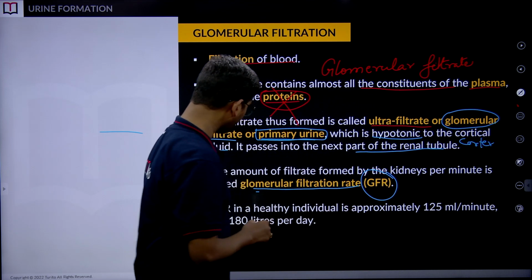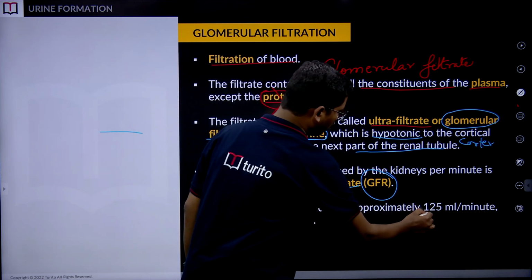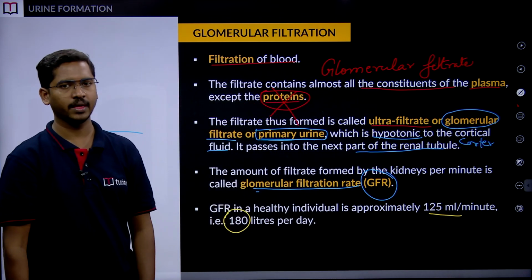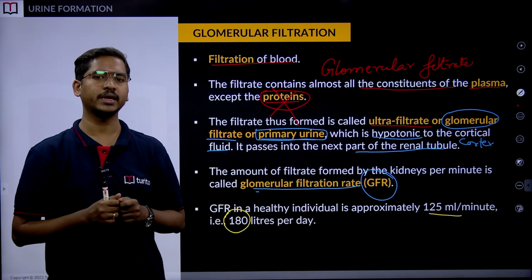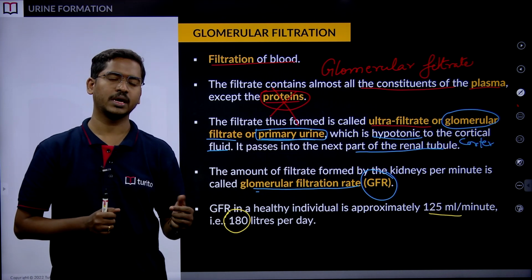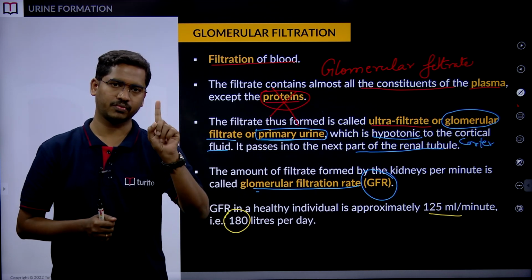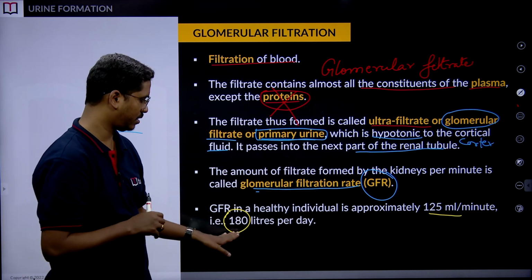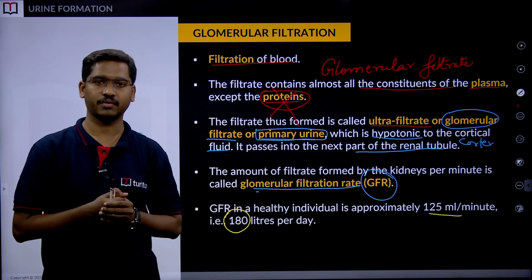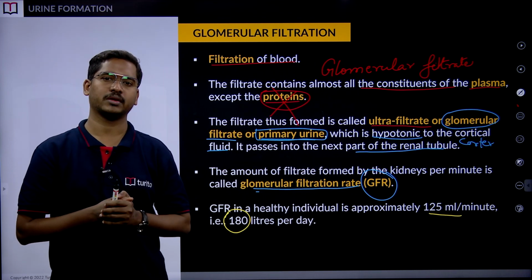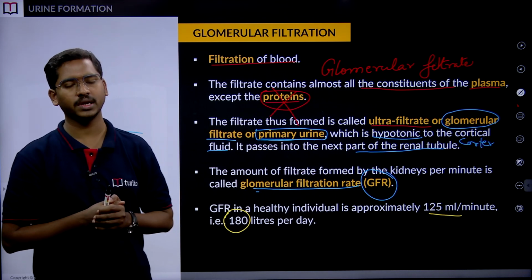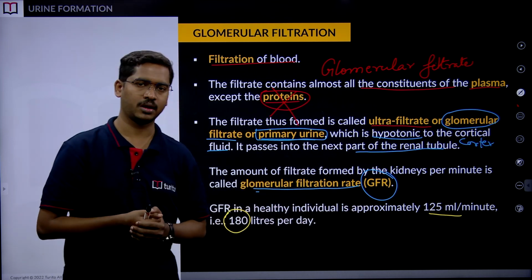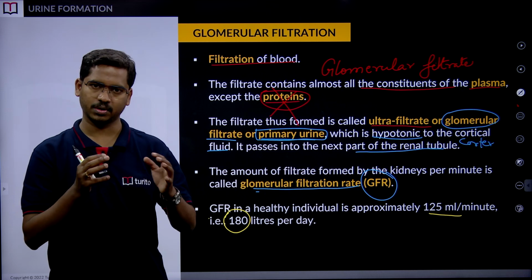Now, GFR in a healthy individual is approximately 125 ml per minute and accounts for 180 liters per day. This is the volume of fluid that is getting filtered in our body per day. That is for one day. I am sure many of you might be confused looking at this: 180 liters of fluid in our body? Certainly we do not have that, children. We certainly do not have 180 liters of fluids in our body. So, you might be thinking why it is mentioned as 125 ml per minute, accounting for 180 liters per day. That might be your confusion.